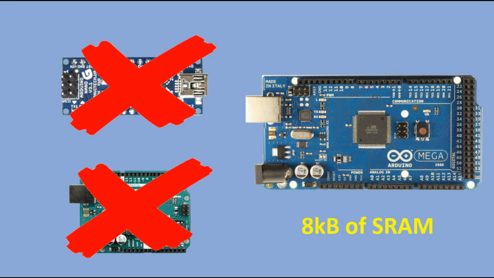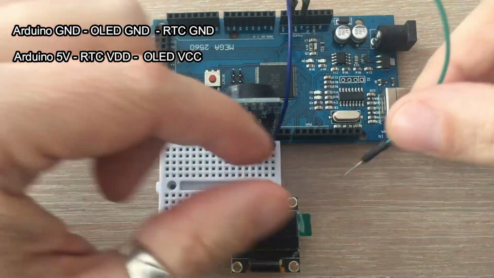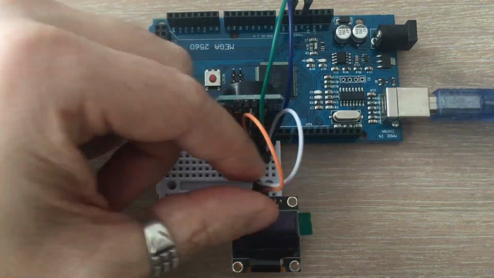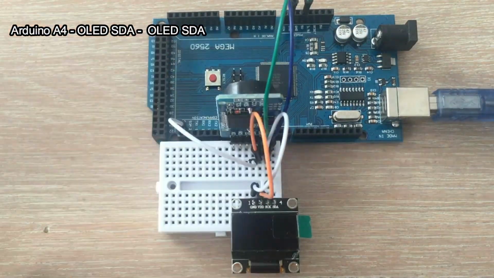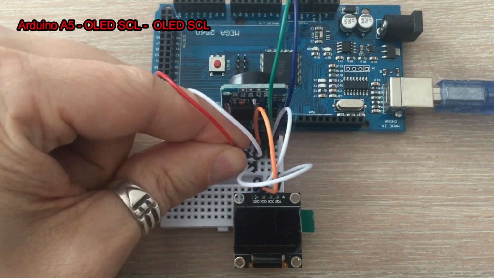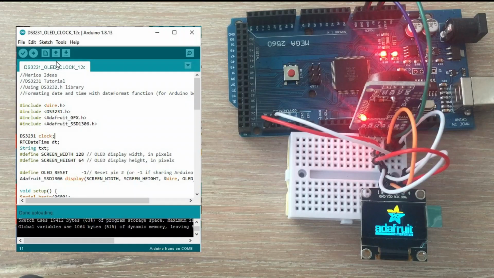Let's now quickly connect RTC and OLED modules to Arduino Mega to see if the original sketch using date format function would work. The I2C pins are digital pins 21 and 22. It works.